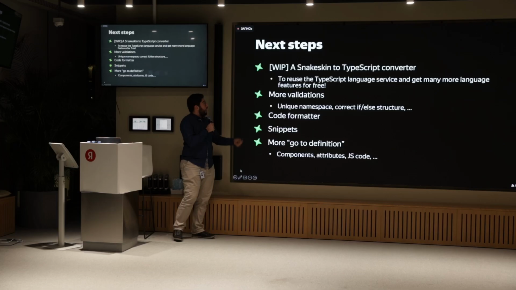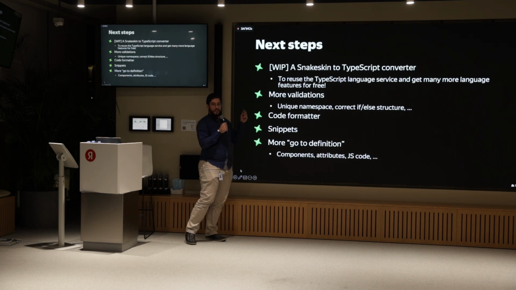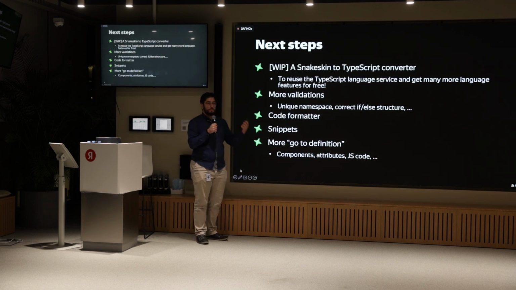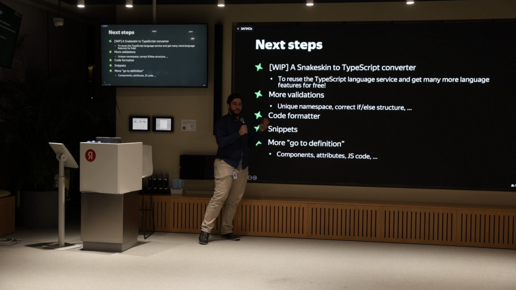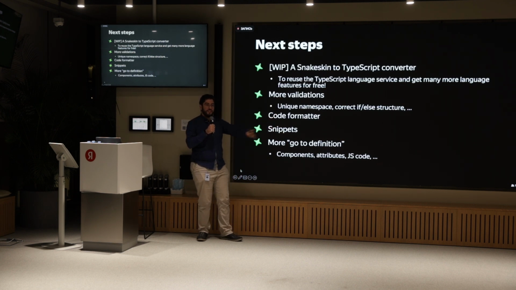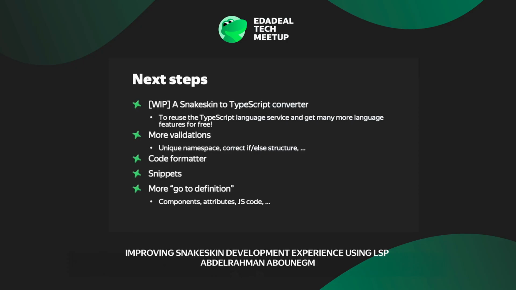And what is next? Currently, there is a work in progress pull request for converting Snakeskin to TypeScript, not for the purpose of execution, but simply for the purpose of getting better IDE hints. Because if I convert it to TypeScript and then I call the TypeScript compiler on this file and tell it, give me basically all information that you give the editor, and then I just forward them to the editor. And with basic source maps, I can map from the Snakeskin location to the TypeScript location. So that's a very big pull request, a very big task. And it will help us get much more validations. It will help get more go-to definitions, so many language features that are already implemented in TypeScript, and we can try to reuse them somehow.